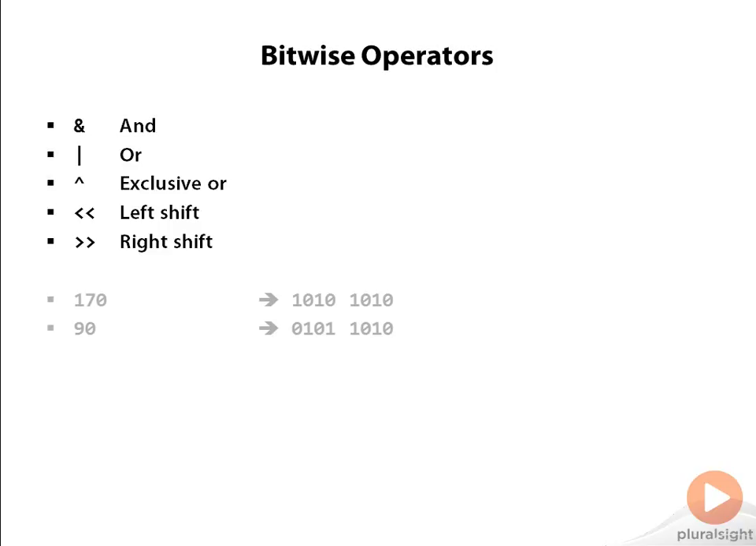Anyway, consider the numbers 170 and 90, which have these bit patterns, given an 8-bit byte of storage. 170 AND, or bitwise AND, 90 produces 10. This isn't at all obvious until you look at the bit pattern. As you can see, 10 is the decimal value that is produced in the resulting set when you consider only those bits that are 1 in both 170 and 90.